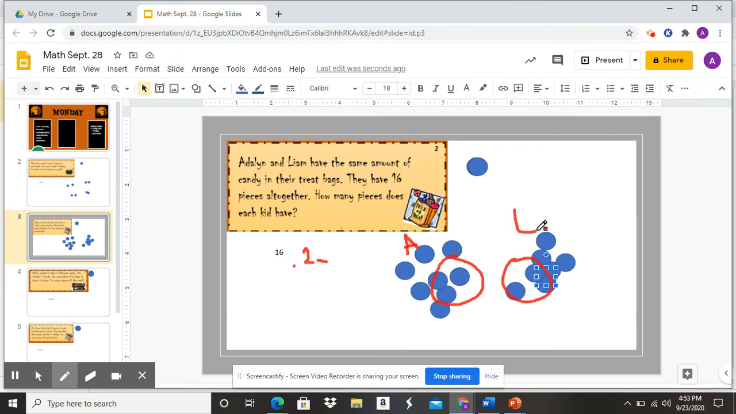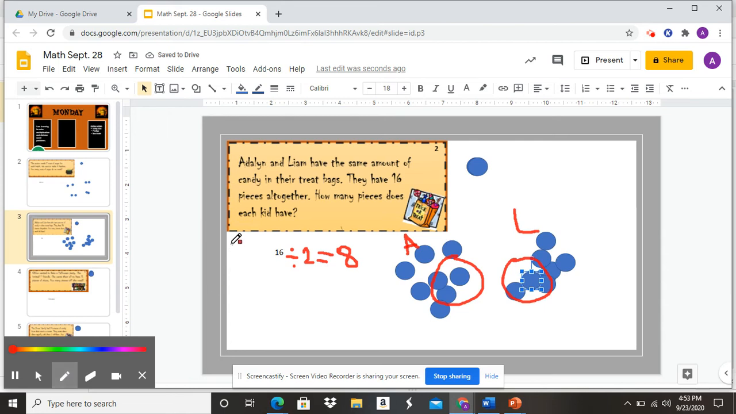and this group is Liam's, okay? So how many do each of them have? Well, let's count and see what Adeline has. That's 1, 2, 3, 4, 5, 6, 7, 8. So let's see if Liam has 8. 1, 2, 3, 4, 5, 6, 7, 8. So Liam has 8 as well. So 16 divided by 2 is 8. We can also use repeated subtraction to solve a division problem.